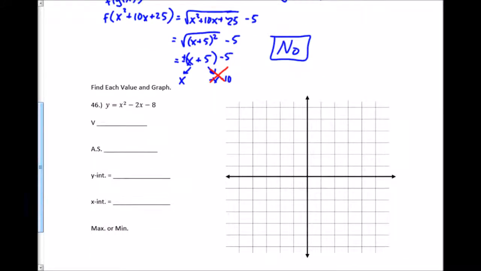For this one, I want to do the vertex, opposite of b over 2a. So I do 2 over 2 times 1, which is 2 over 2, which is 1. And then I have to plug that back in. That's just the x value for my vertex. So I do 1 squared minus 2 times 1 minus 8. That's 1 minus 2 minus 8, which is a negative 9.